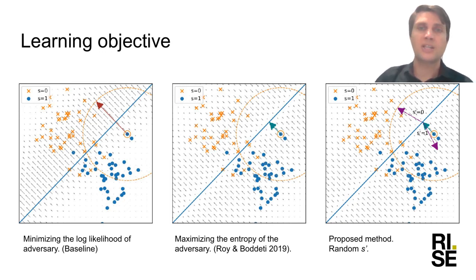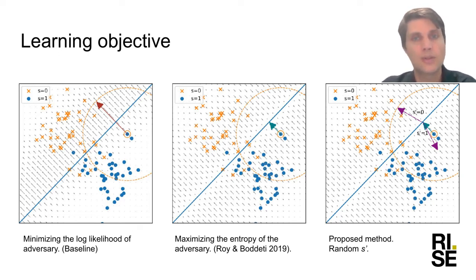So, learning objectives. In front of you, you see 3 different versions of a plot. We have synthetically generated data with 2 different means. These are 2-dimensional Gaussians. So the orange crosses correspond to the sensitive attribute being 0, and the blue points correspond to the sensitive attribute being 1. We have also fitted a linear classifier to classify these 2 classes.